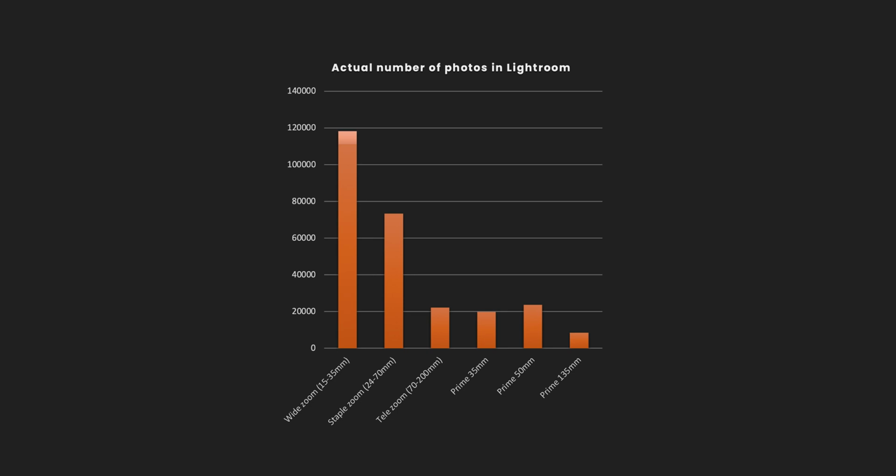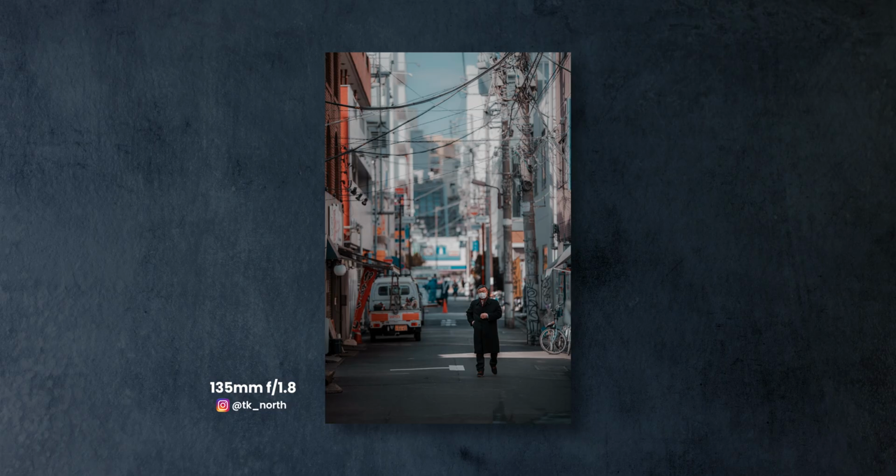For me, my 135 prime and also my 70-200 are mostly used at events more recently, but I also love these for street photography. I just really like the compression at these focal lengths.